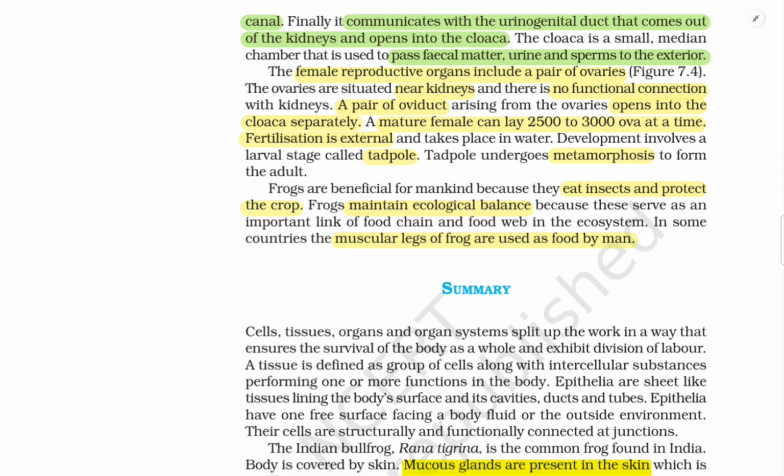Fertilization is external and takes place in water. Development involves a larval stage called tadpole. The tadpole undergoes metamorphosis to form the adult.